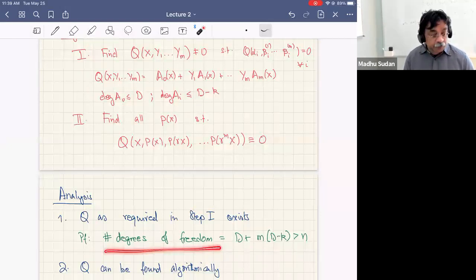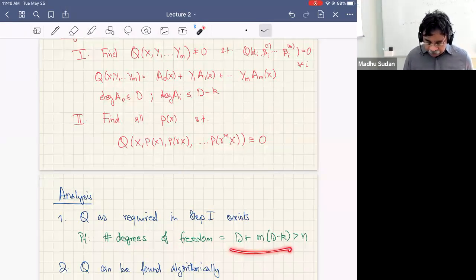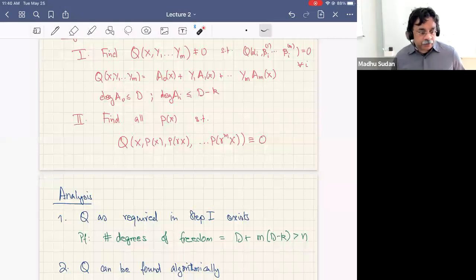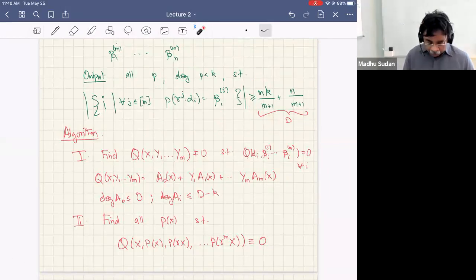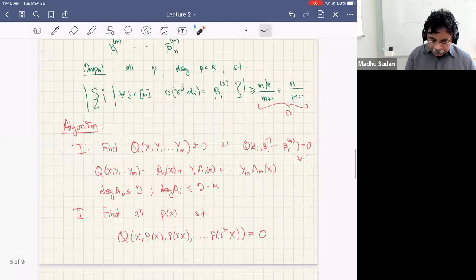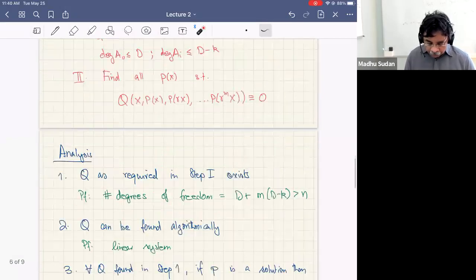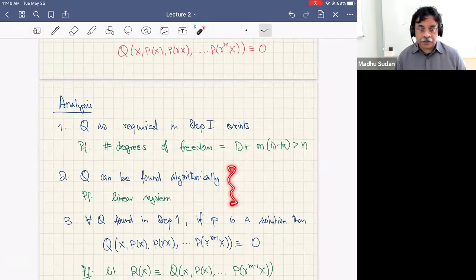Why does it exist? Because the number of variables, the coefficients of A0, A1, and so on to Am, is of the form (d plus m times (d minus k)). Maybe there are plus ones and so on, but it's all in our favor. And that number is greater than n. So this is what we will ensure, and that's really how we chose this quantity. I want this to be d, this to be d minus k, subject to the condition that this equality holds. So the solution to this equality is that. Q exists. Q can be found algorithmically, yes, because it's a linear system.